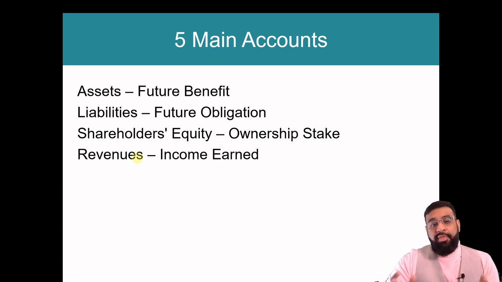Let's just say hypothetically that we sold products to a customer and they're going to pay us within 30 days. The fact that we made that sale, we still earned that revenue. But since they're going to pay us in 30 days, an asset now arises, which is going to be accounts receivable, because now we have the future benefit of them owing us money in the future, right?